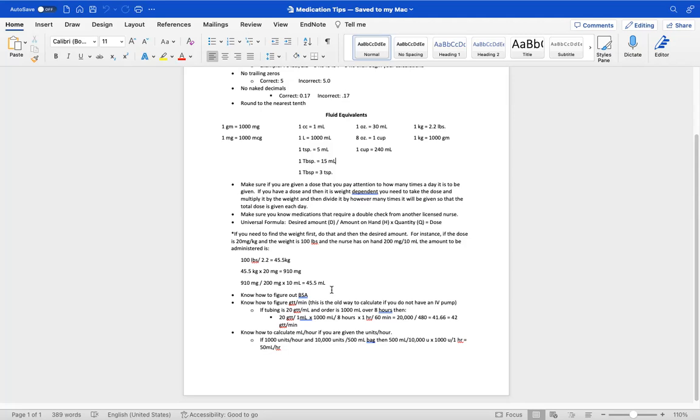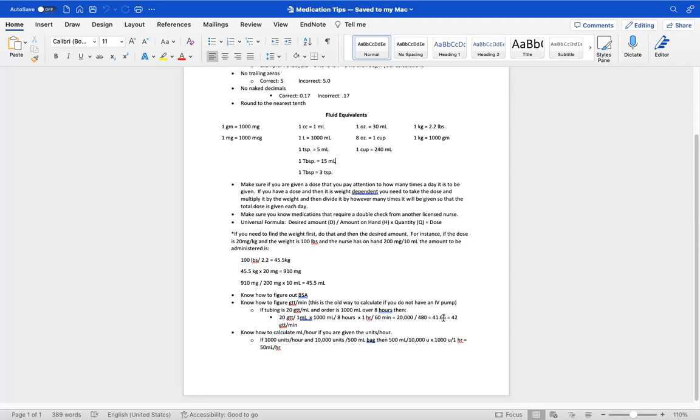So if a tubing has 20 drops per mil and the order is we're giving 1,000 mLs over 8 hours, then we're going to take that 20 drops per 1 mL, multiply that by the 1,000 mLs over 8 hours. There is then 60 minutes in 1 hour, which gives you 20,000 divided by 480. So if you take all of those top numbers on those fractions and then all of the bottom numbers, that gives you 20,000 over 480. That is equal to 41.66.